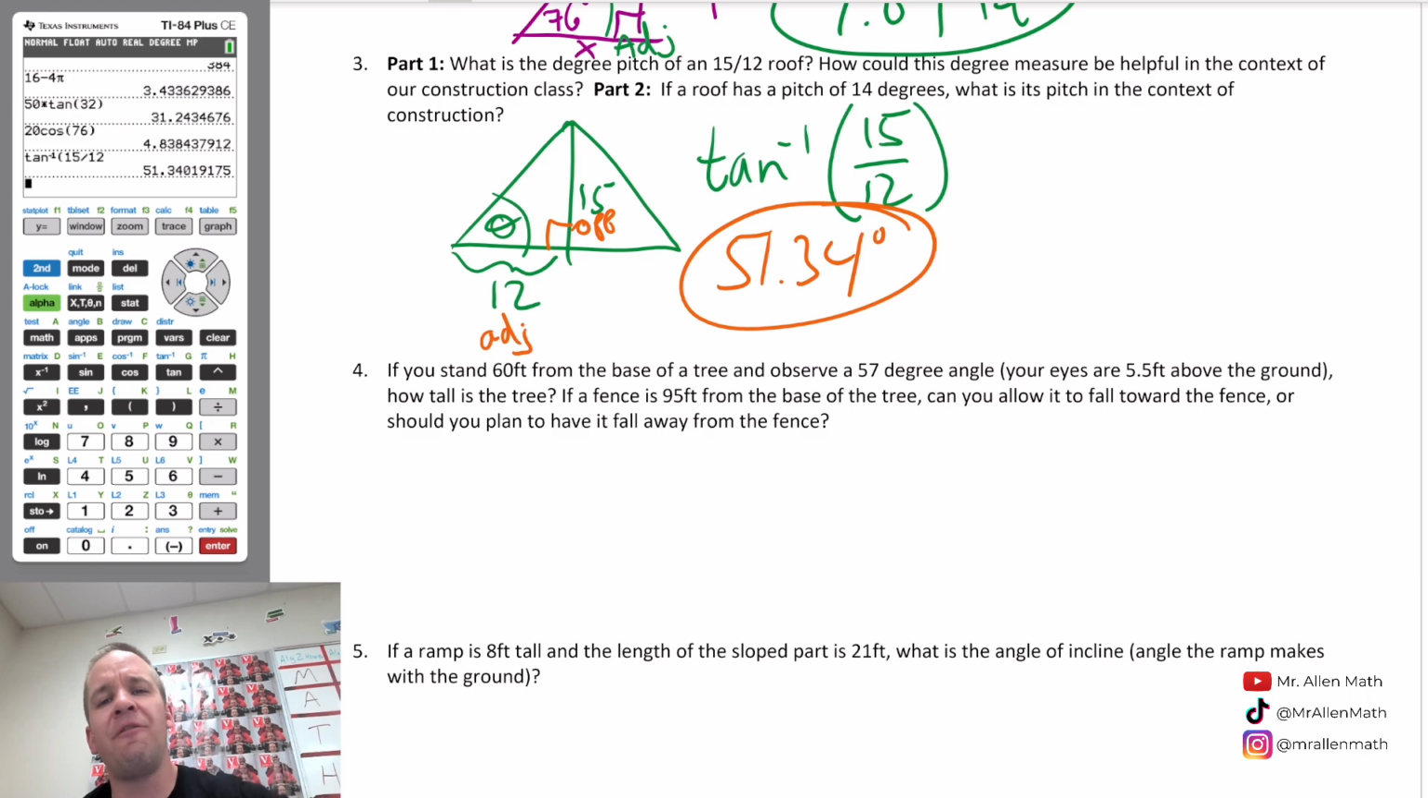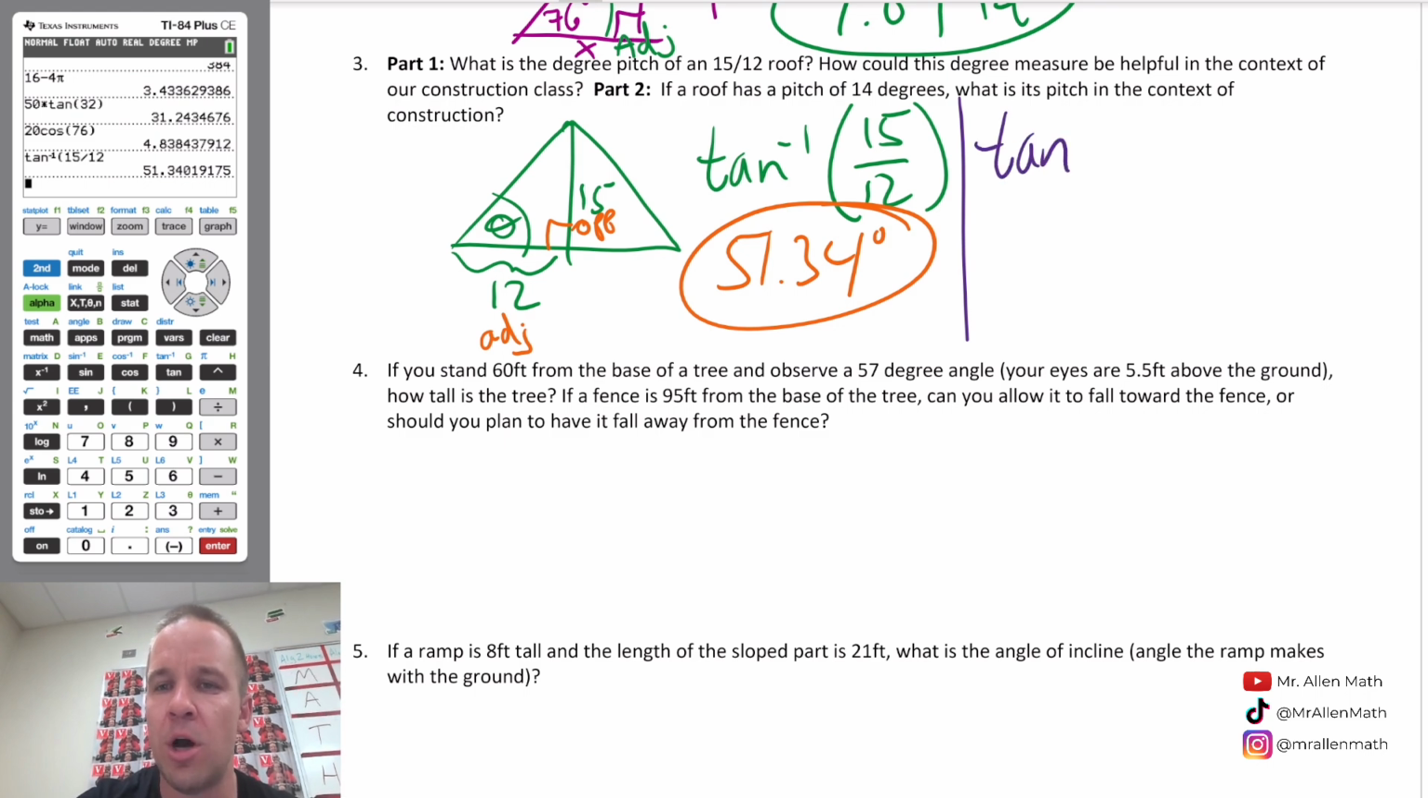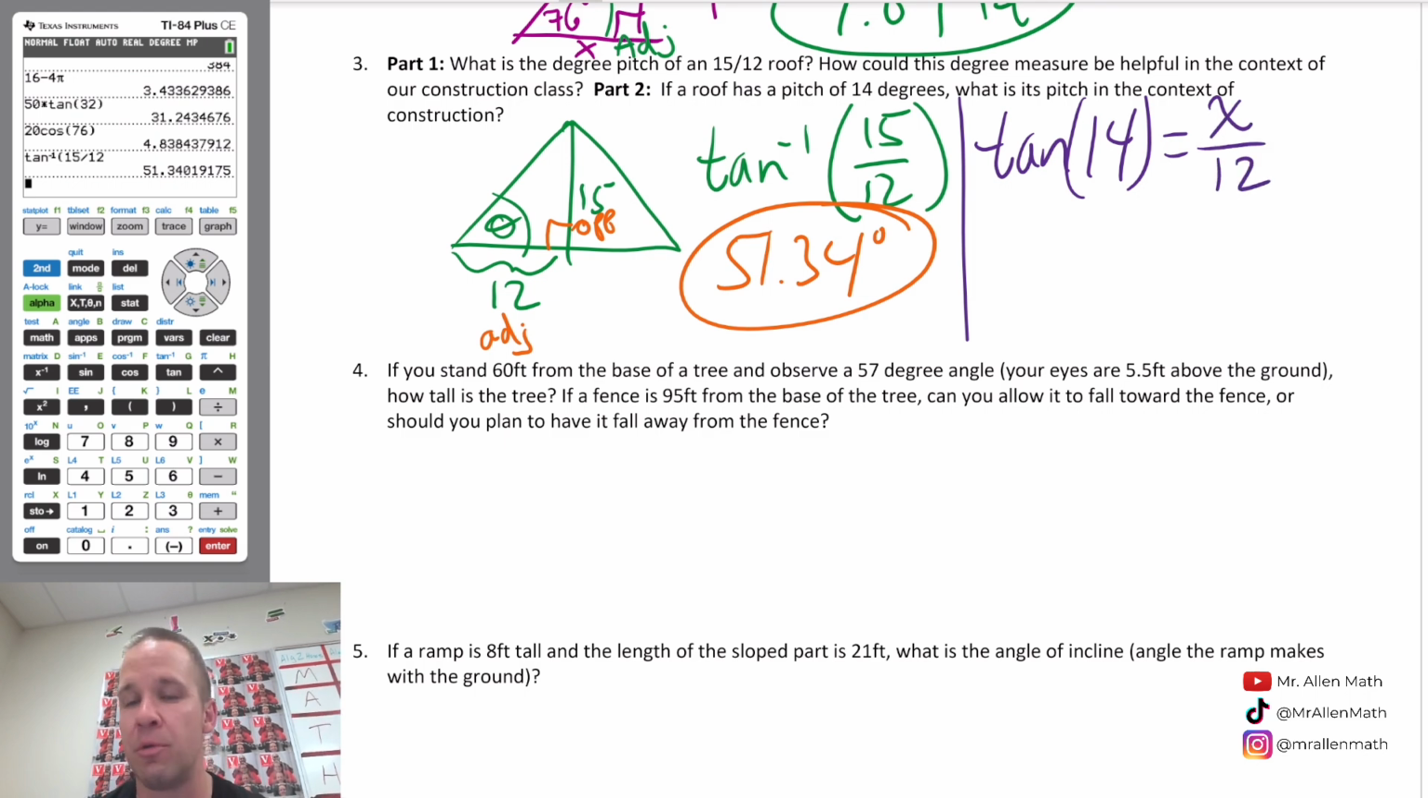All right. If a roof has a pitch of 14 degrees, what's its pitch in the context of construction? For this one, you can guess and check. It's going to be 1/12, 2/12, 3/12, whatever. But in the event that it's a high angle, it's going to take a little while to guess through all those. We could do tangent of 14 degrees is equal to my unknown rise over my 12, which is my run. That's going to be a standard run for our roof pitches. And now I'm just multiplying by 12 on both sides.